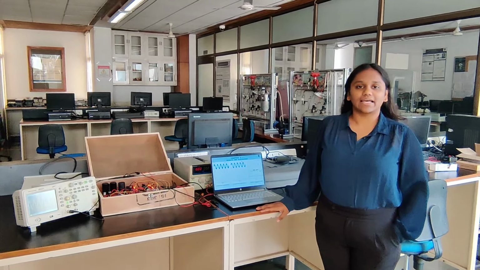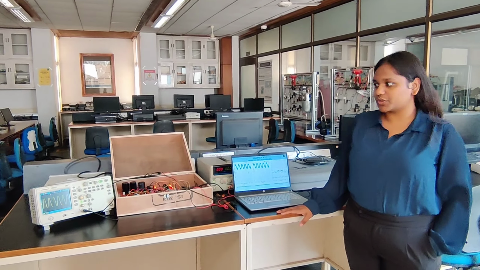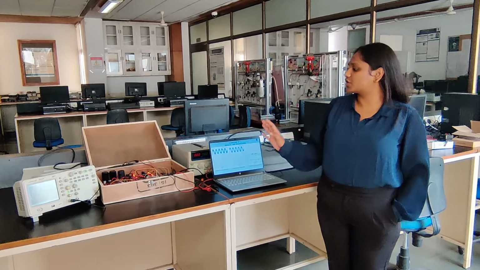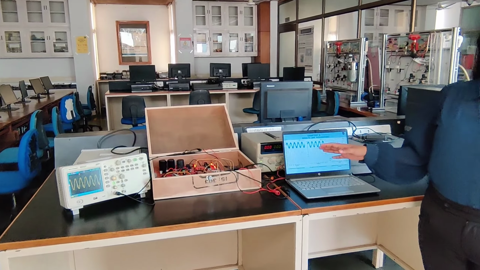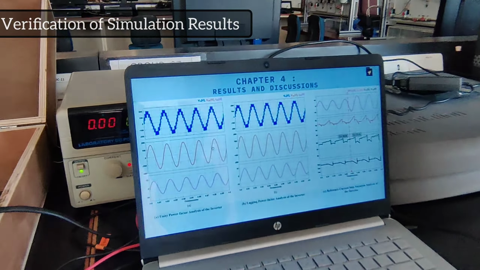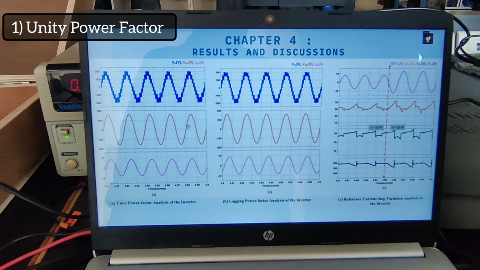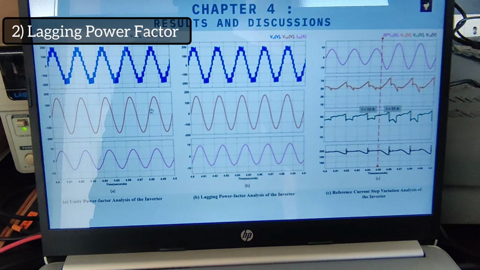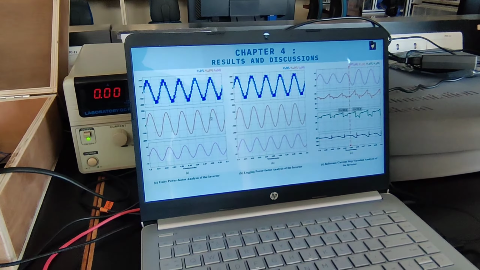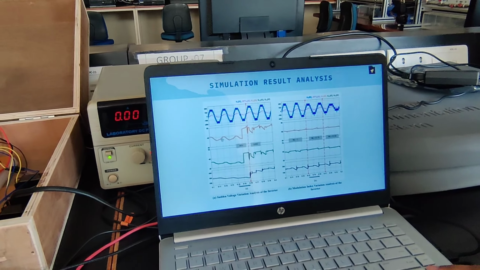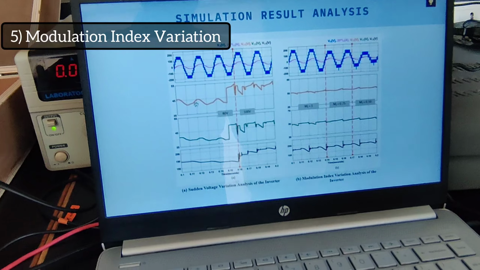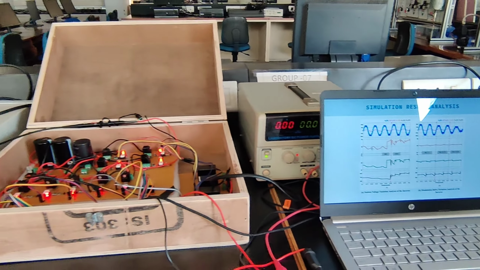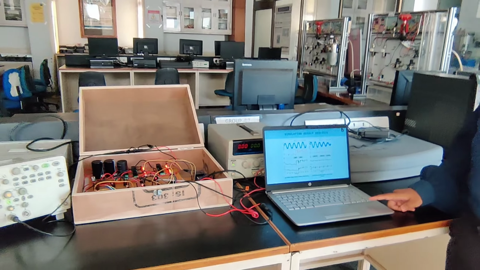Hello everyone. As Rishika explained, we have worked on a novel 9-level 9-switch inverter. Before we jumped on to the experimental results, we first verified simulation results. Over here are the simulation results for unity power factor analysis, lagging power factor analysis, and sudden variation of the grid current. Moving on, we also simulated many conditions such as sudden voltage variation along with modulation index variation. After having thoroughly validated simulation results, we moved on to create an experimental setup.